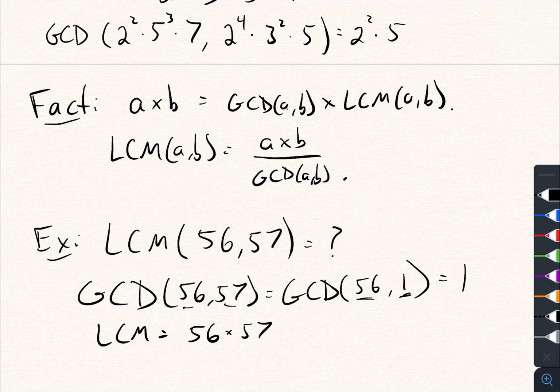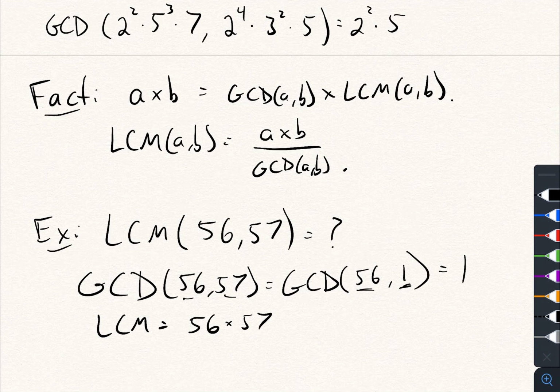We don't have to do much work. We don't have to list out all of the multiples. If you did, you would have to list out 57 multiples of 56, and you would have to list out 56 multiples of 57, and it would just get really time consuming, really annoying.